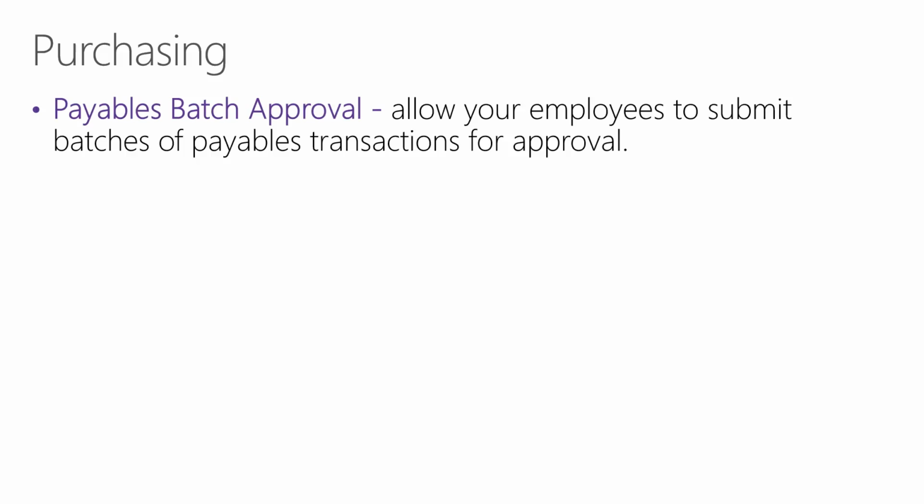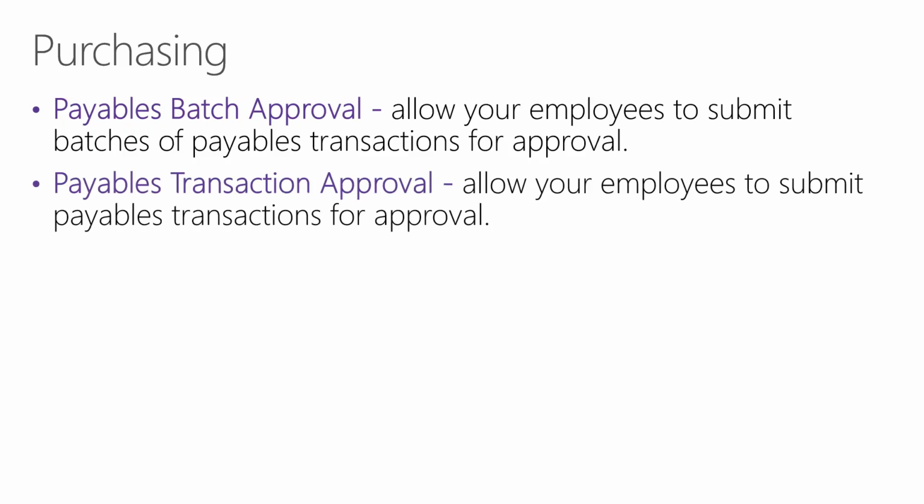So we're going to start out with our purchasing module. The first one here is payables batch approval. If you're doing your accounts payable in batches and you want someone to be able to review that batch edit list and approve it so that those are all coded to the right accounts and whatnot, you could certainly use that batch approval process to have them reviewed and processed through.